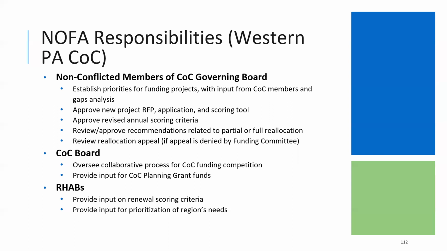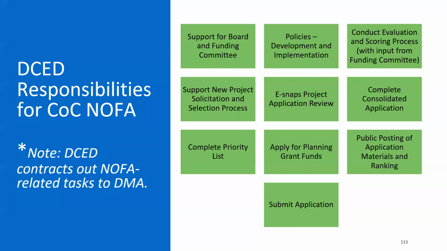The CoC board plays an oversight role, making sure that this process is moving forward and is done in a collaborative way. The CoC board also provides input on how the CoC planning grant funds are used. And lastly, the RABs. The RABs provide input on the renewal scoring criteria. Typically, after the scoring is concluded, there'll be a chance for grantees to give feedback on anything that they think should be changed for the future year. The funding committee does take that into consideration and make adjustments. And then the RABs also provide input for prioritizing the region's needs.